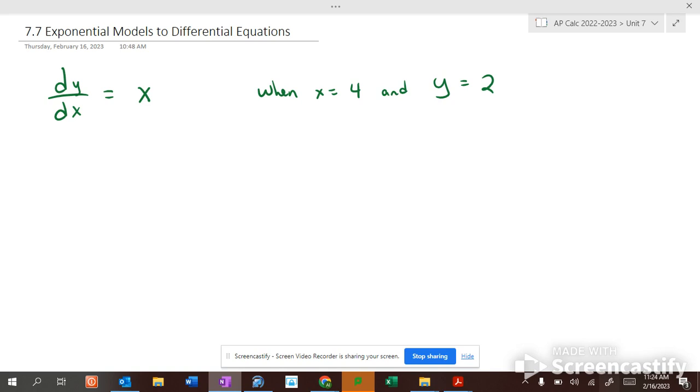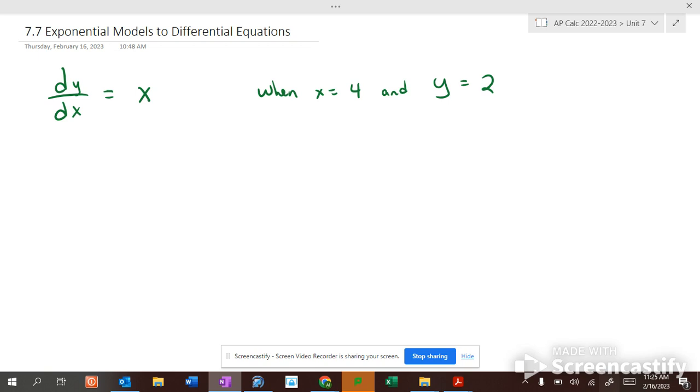Okay, exponential models with differential equations. All right. dy/dx equals x. This is not a logarithmic exponential one. This is just to get your minds around this again to remember what we're doing.